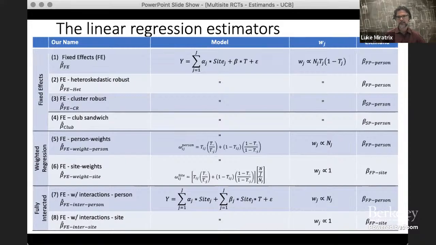These fully interacted models are useful because you can do covariate adjustment very naturally, whereas with the design-based estimators, it's unclear how to do covariate adjustment. And in fact, if you read the design-based literature, what you'll see is the design-based covariate adjusted estimators tend to be interacted linear models where you calculate the standard errors slightly differently.